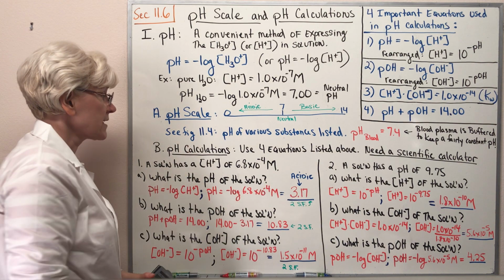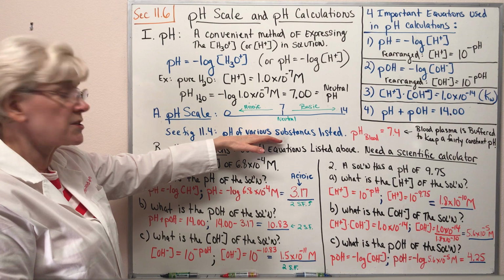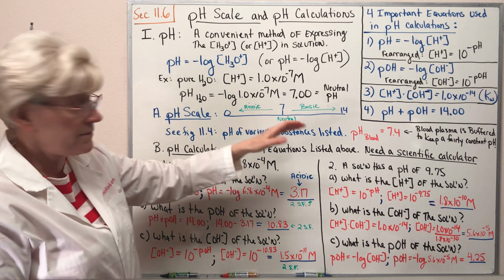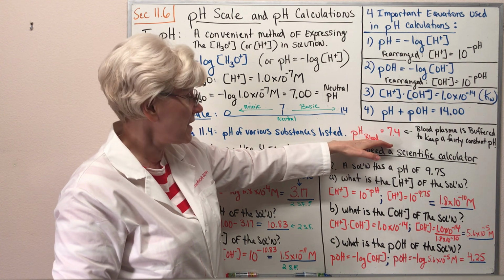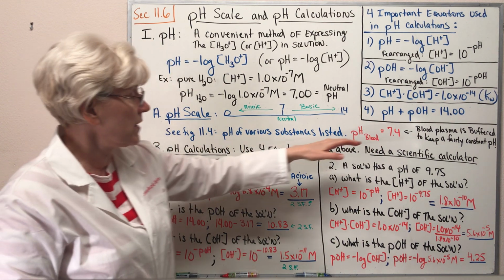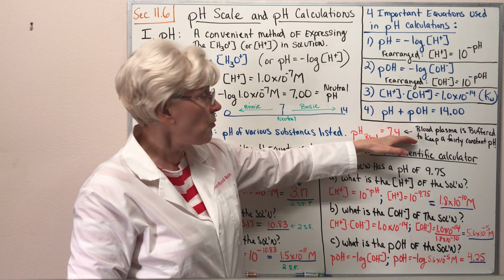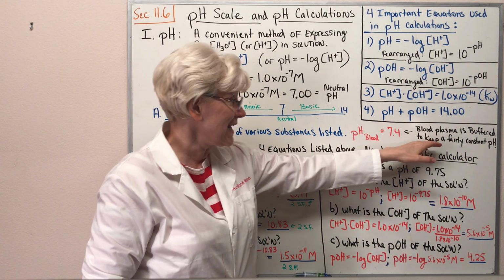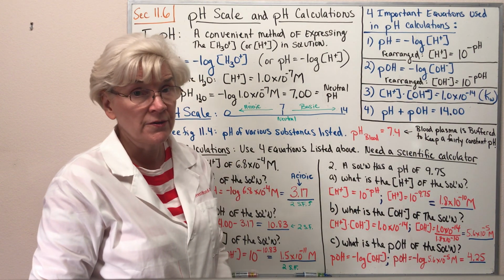If you look at your textbook at figure 11.4, you'll see the pHs of various common substances listed. You can familiarize yourself with that. I just want to point out that the pH of blood plasma is also shown in figure 11.4. The pH of blood plasma is 7.4, and blood plasma is highly buffered to keep the pH fairly constant at that value.